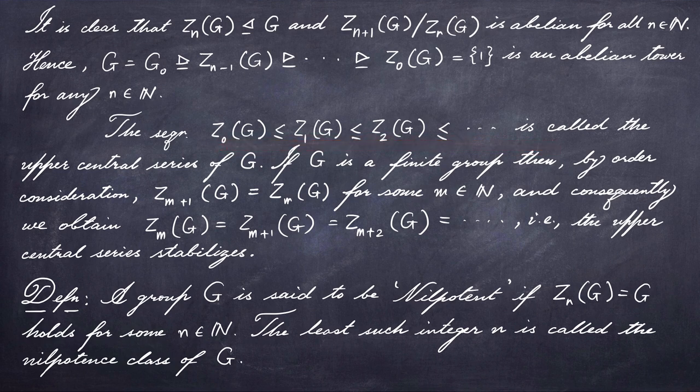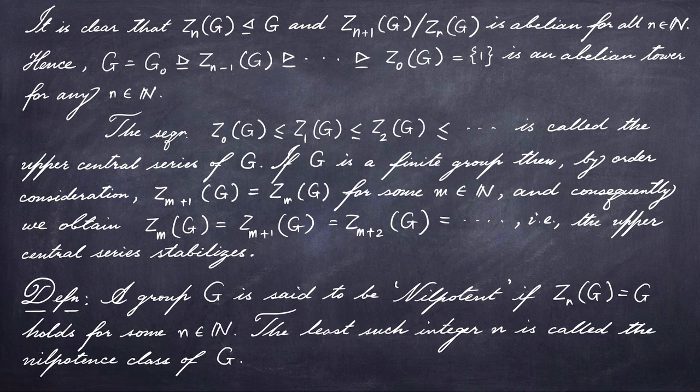If G is finite, then this chain must stabilize somewhere. That is, there should be some m for which Z_{m+1}(G) is equal to Z_m(G). And once two consecutive terms become equal, as a consequence all terms from that stage onwards will be equal. That is what we express by saying this chain stabilizes. However, there is no guarantee that when the chain stabilizes, the term will be the entire group G.